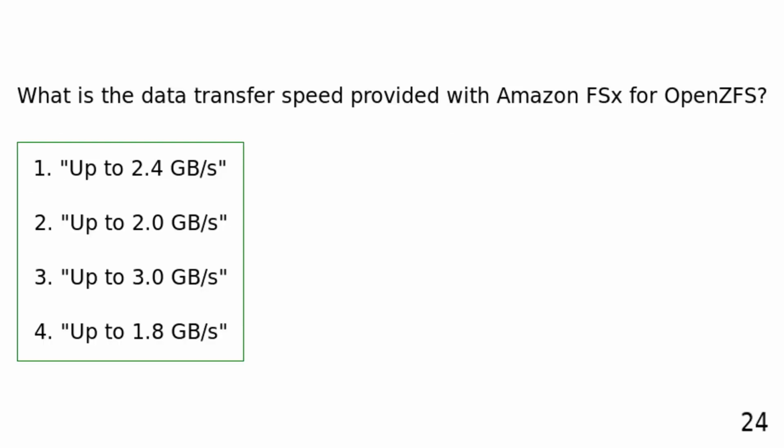What is the data transfer speed provided with Amazon FSx for OpenZFS? Up to 2.4 GB per second. Up to 2.0 GB per second. Up to 3.0 GB per second. Up to 1.8 GB per second.